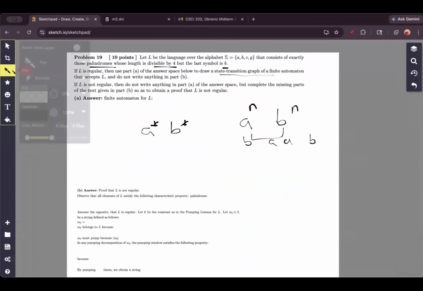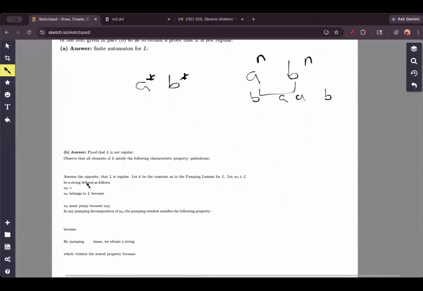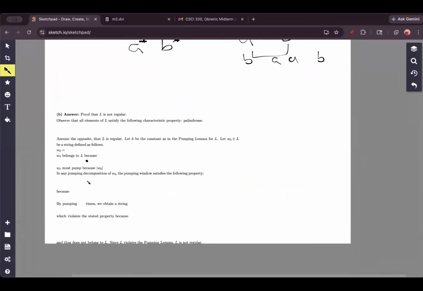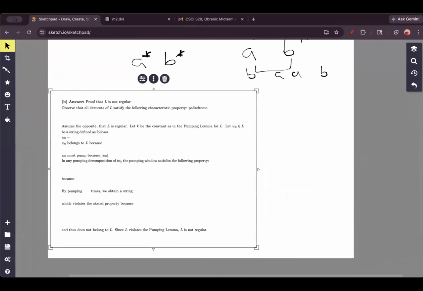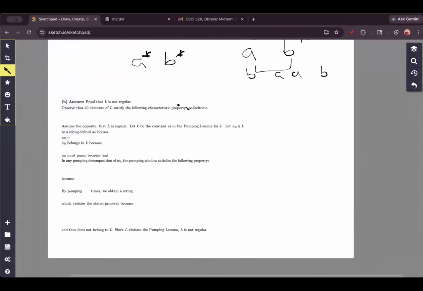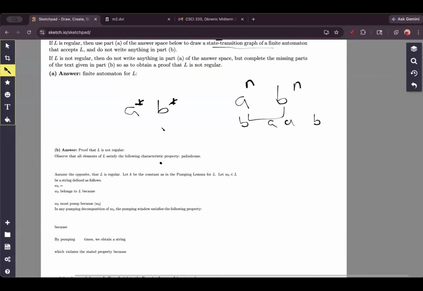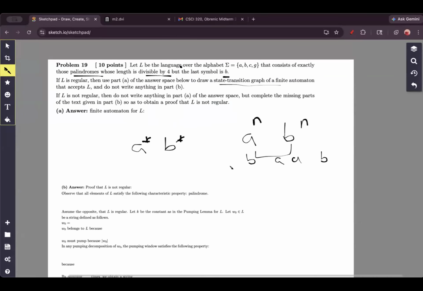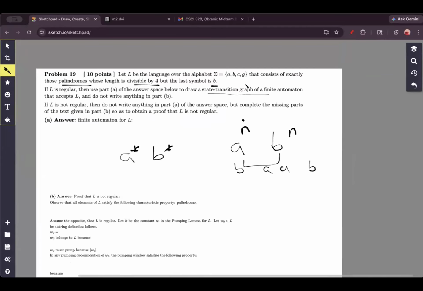So we first assume the opposite, that's step one. Let's assume that L is regular. If it is regular, then there are some properties. You're going to state the property that it breaks, which is the palindrome. You could do a length of 4 with a regular expression or automaton. If you could write out a regex, then it's automatically regular, and you could automatically make an automaton for it.